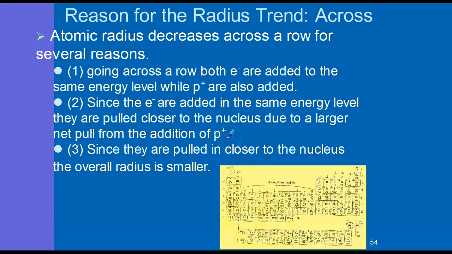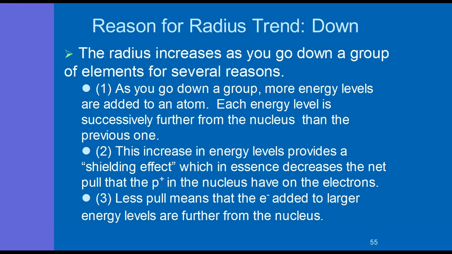So in essence, the electrons are within the same kind of zone as the other electrons, and the protons have such a much larger pull, a little bit like a strong magnet, that it pulls them in closer, hence the radius is smaller. So since they are pulled in closer into the nucleus, the overall radius of the atom is smaller.